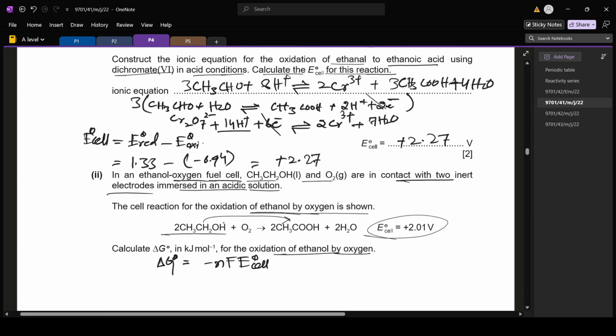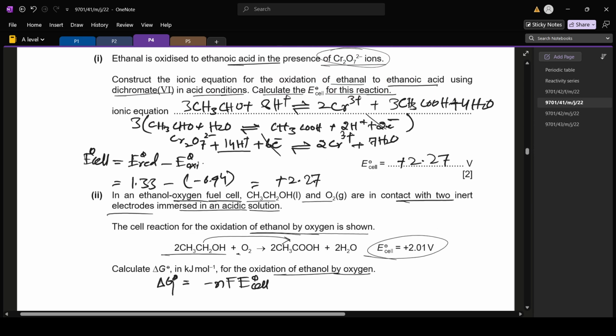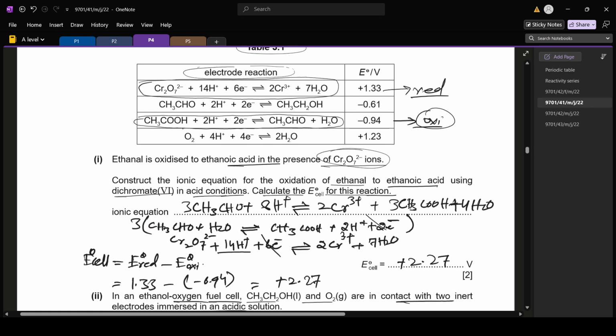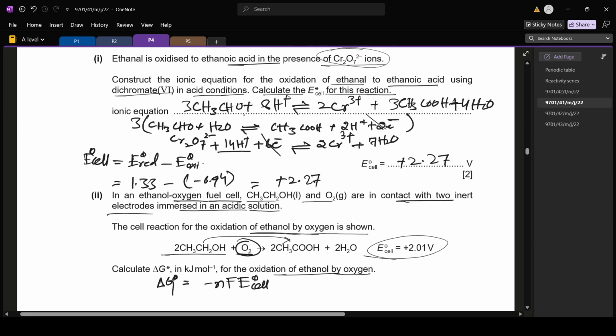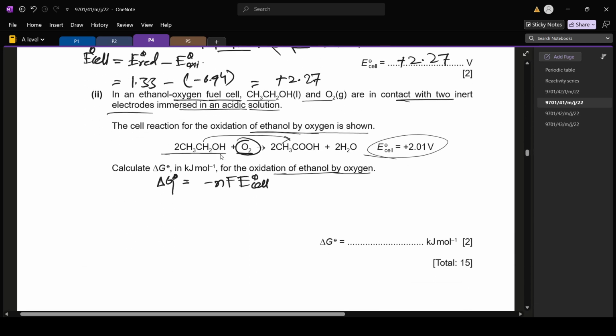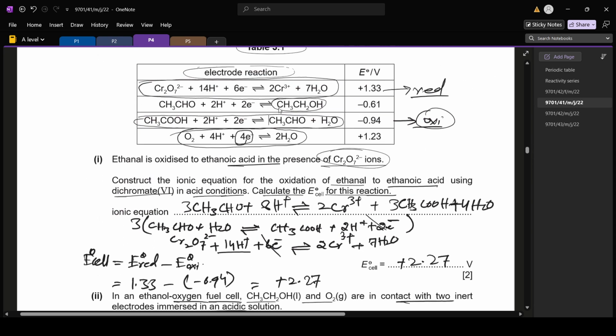Okay, so you can see from the oxygen electrode that 4 electrons are transferred. You can also see that ethanol is oxidized to ethanoic acid. First ethanol will be oxidized to ethanal, then ethanal is oxidized to ethanoic acid. So there are also 4 moles of electrons transferred, when you multiply it by 2.